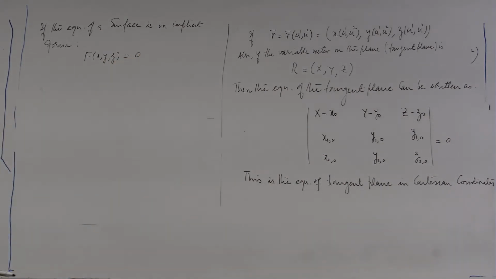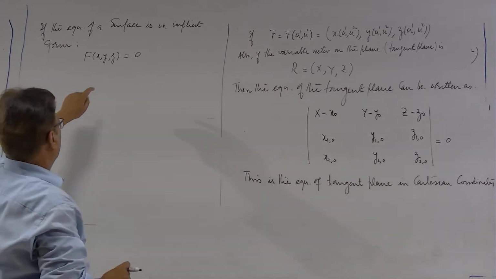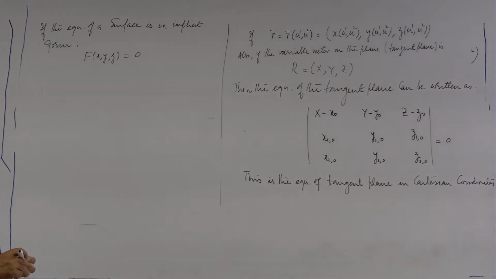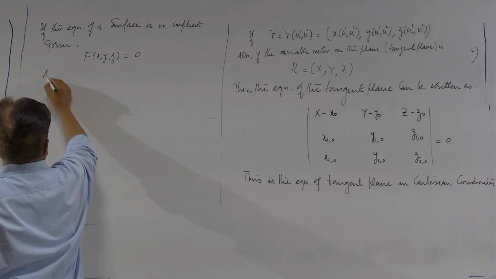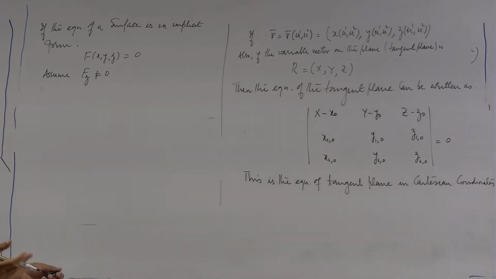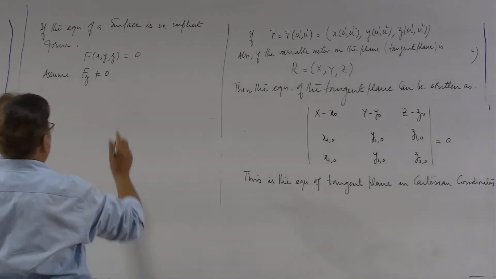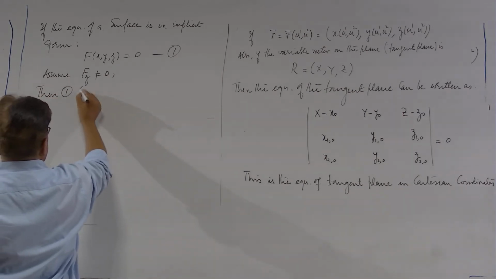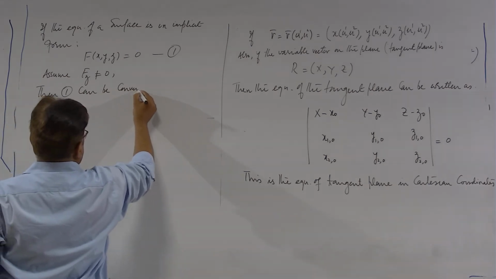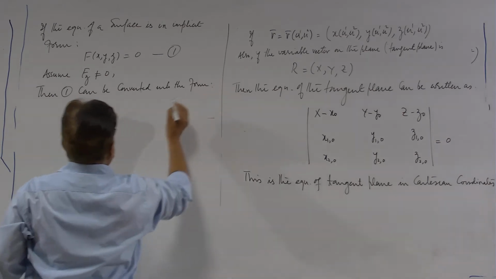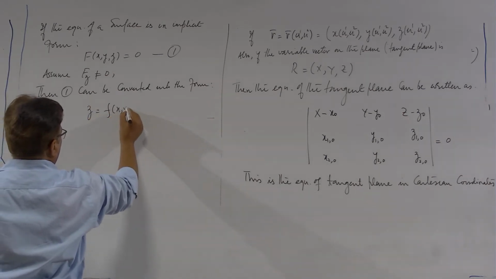then once again we can work out its equation. Since it represents a surface, I am assuming that one of the partial derivatives of f is non-zero. So, I can assume that f z is non-zero. You can assume whether f y or f x is non-zero, but the computation will be the same. So, since I am assuming f z is non-zero, the above equation, if you call it number 1, can be converted into the form z equal to some other function f of two variables x and y.